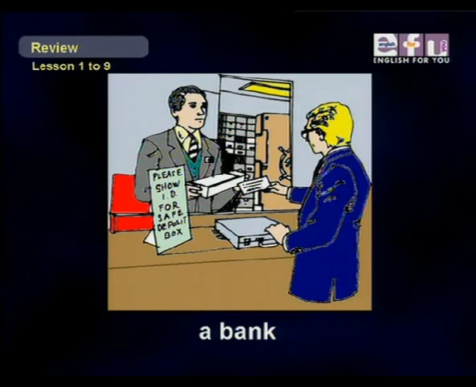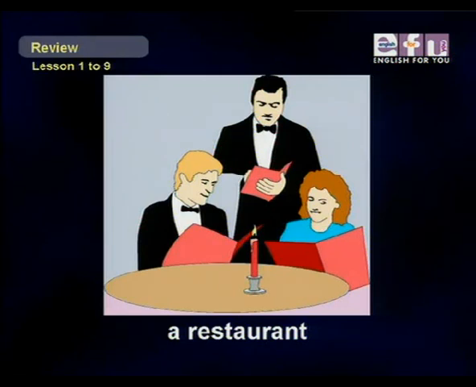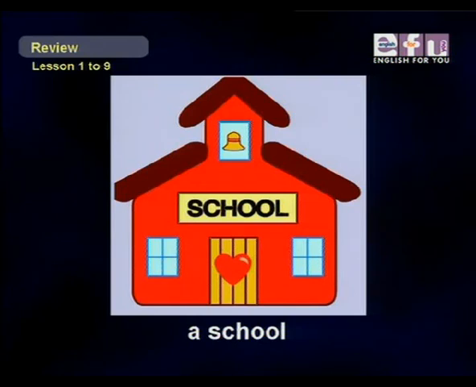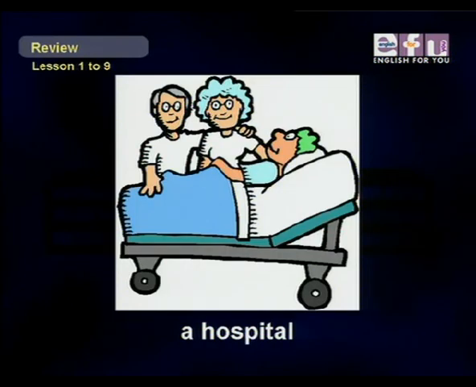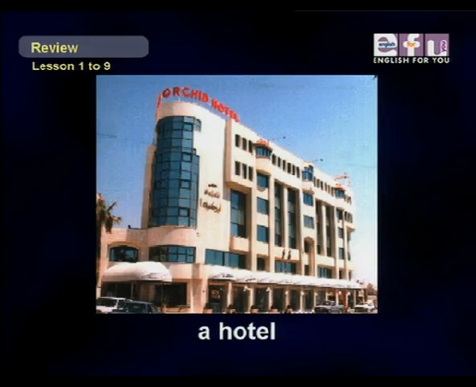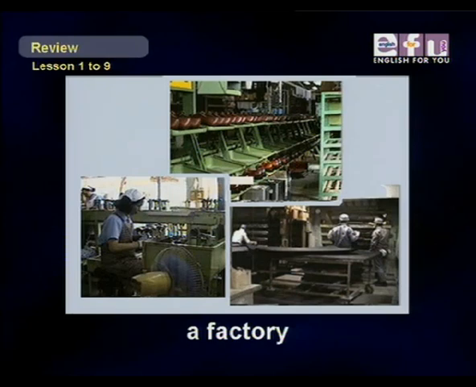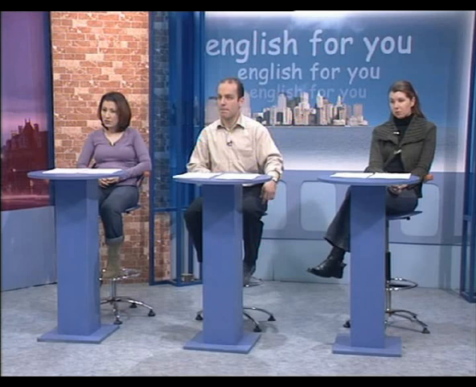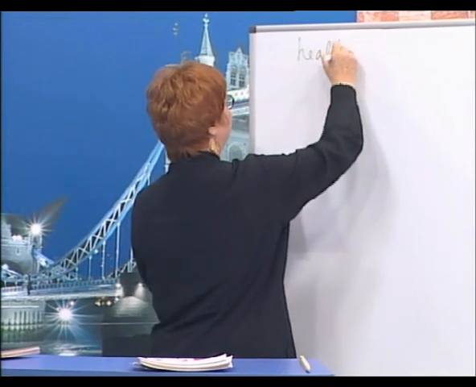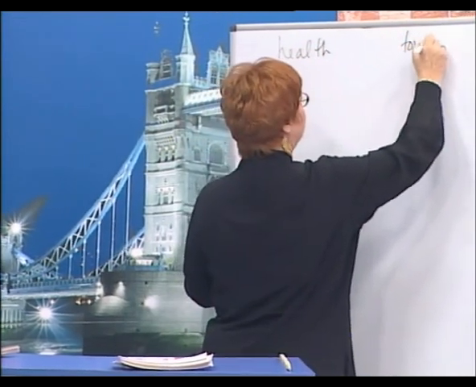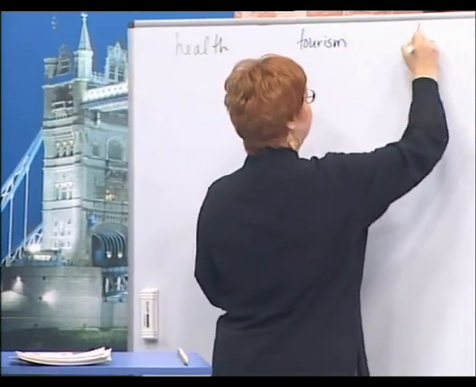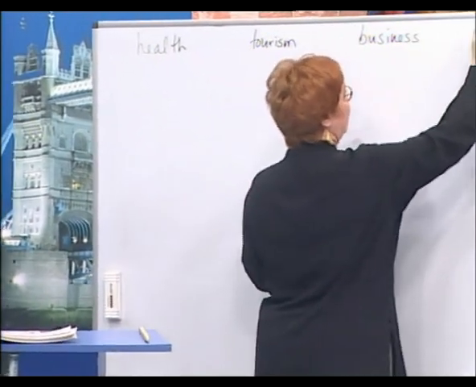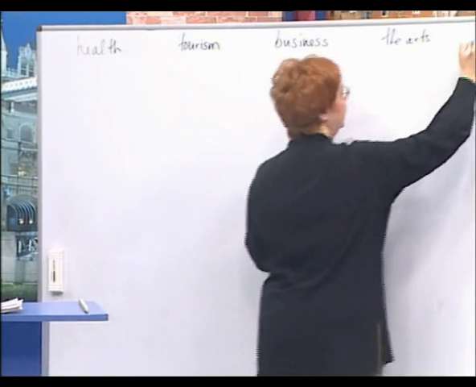Let's start with a bank, a restaurant, an office, a school, a hospital, a store, a hotel, and a factory. Now, what are some other jobs? We're going to get some ideas from our assistants and we'll put them into groups and also say where they work. Some of the groups are health, let's write these down, health, tourism, business, the arts, and education.